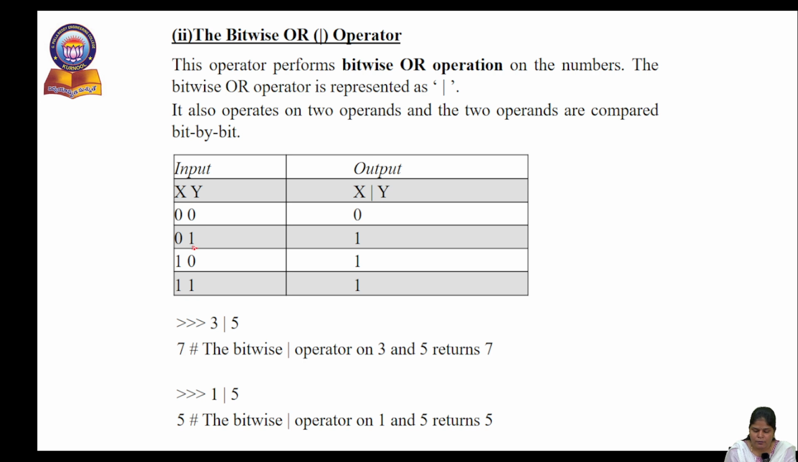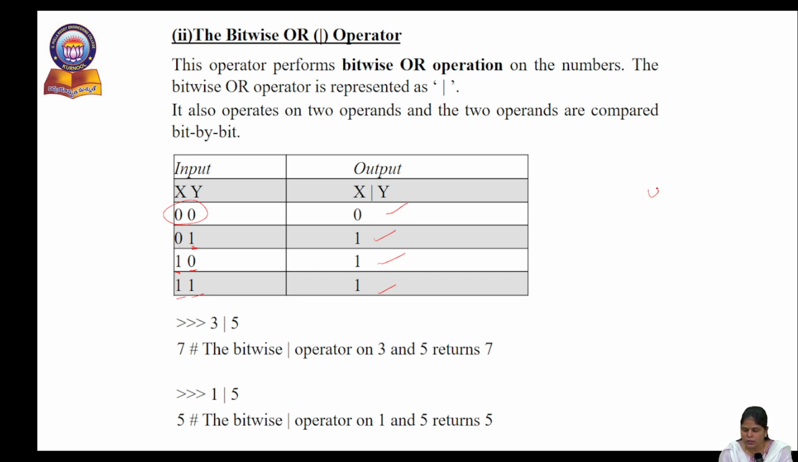So here the first bit is 0, second bit is 1, so X OR Y is 1. First bit is 1, second bit is 0, X OR Y is 1. First bit is 1, second bit is 1, it gives the output as 1. Otherwise 0. If the two bits are 0, it will give the output as 0. Otherwise it gives 1, right?